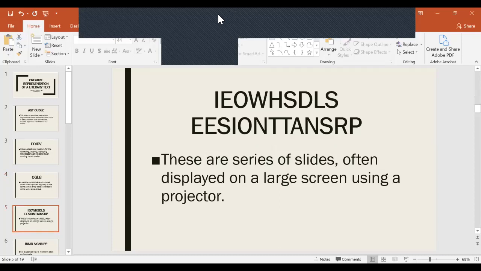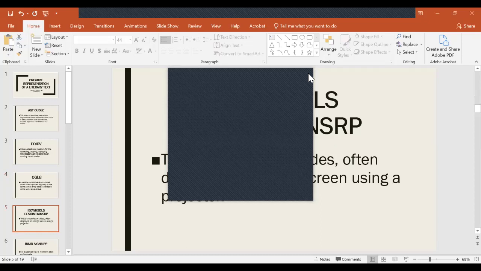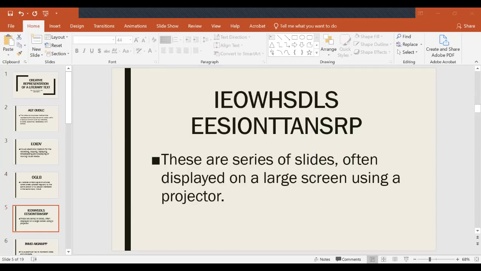Oh, wag na si Joshua, yung iba naman. Let's have, tingin tayo dito. Let's have Jovan. Jovan, please read the slide and you answer. What would be the jumbled word? These are a series of slides that have been displayed on a large screen using a projector. Okay. What is your answer? Slideshow. Presentation. Okay, very good. The answer is slideshow presentation.